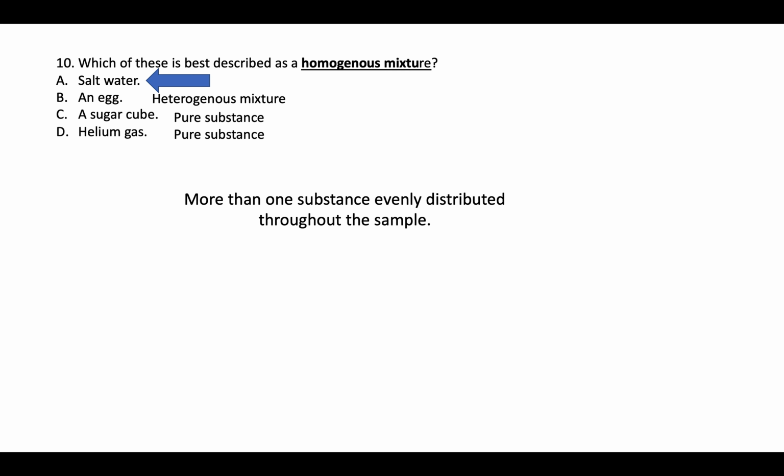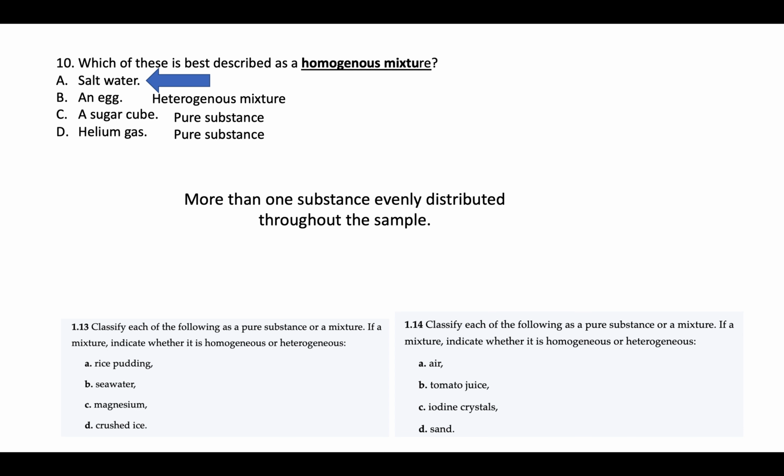An egg, I think I have different substances present, but it would be a heterogeneous mixture. The yolk of the egg is different than the outer shell. Different parts have different compositions. So I'd view that as being heterogeneous. Sugar cube, I describe as a pure substance. Helium gas, also a pure substance.